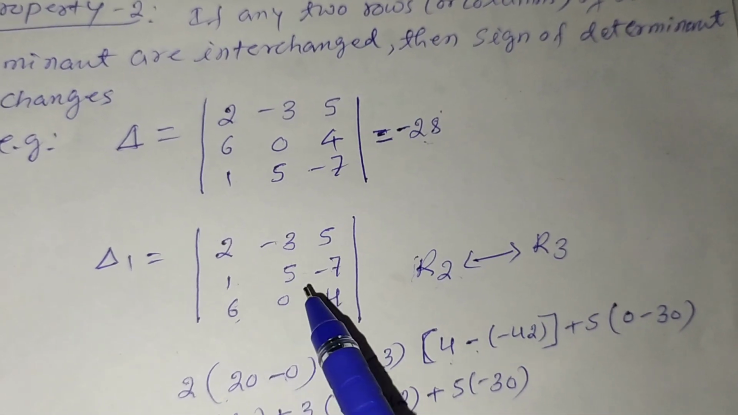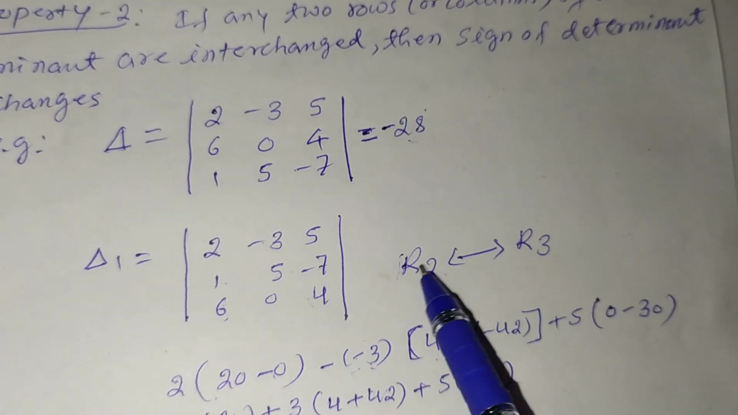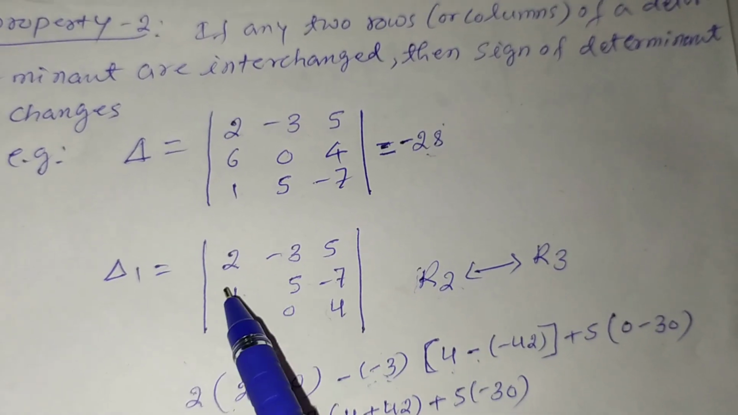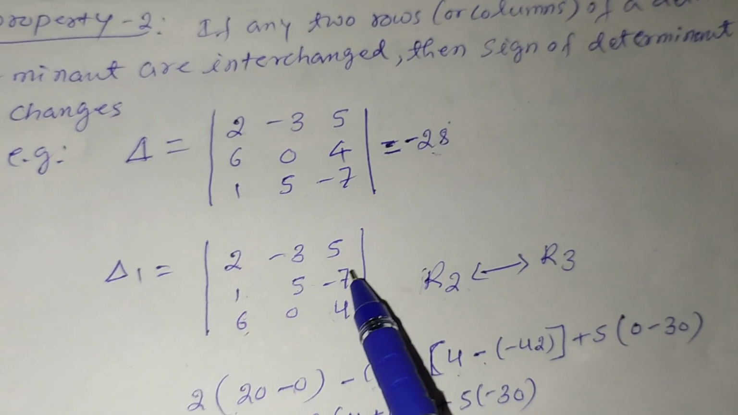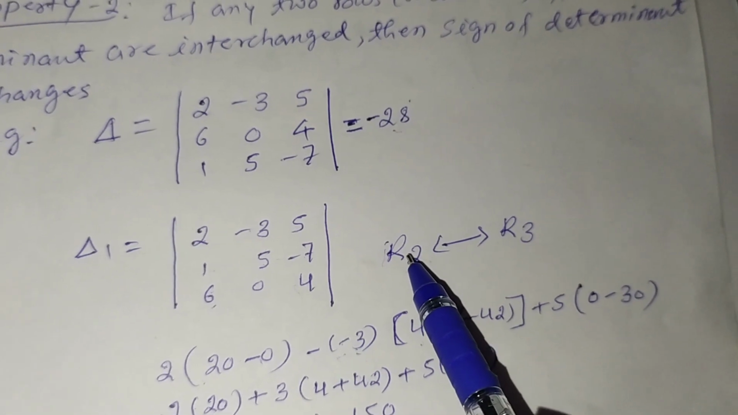In place of R2, you have to put R3. In place of R3, you have to put R2. After interchanging the two rows only, R2 and R3. But you can also interchange R1 and R2, C1 and C2, C2 and C3, as you wish. That is left to you. But here I am going to interchange R2 and R3.